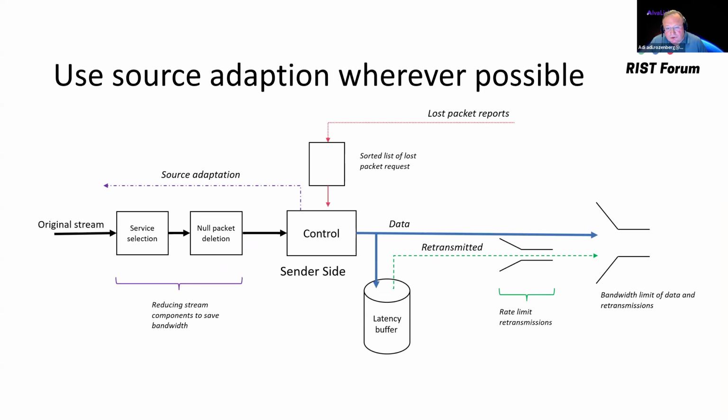Next is use source adaptation. So this is the basic mode of the sender on the right. On the left, we see the service selection. We basically take the original stream, we remove services or PIDs that the receiver doesn't want us to send, nullify them, and send them so that the data bandwidth is reduced to overcome any network condition that might be there. And this is the end of my presentation.